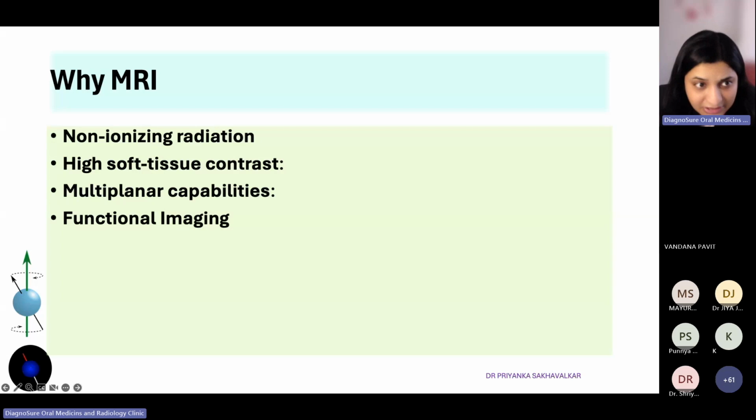And functional imaging, this is the advancement in MRI, which is not just limited to structural imaging. It also offers functional imaging. There are techniques like diffusion MRI and perfusion MRI, which can assess blood flow and other physiological changes, offering deeper insights into tissue function and pathology. All these features make MRI very versatile to use, and it is a very valuable tool.